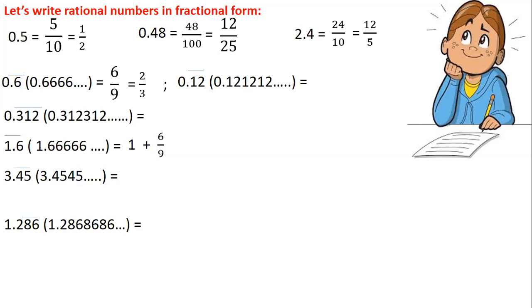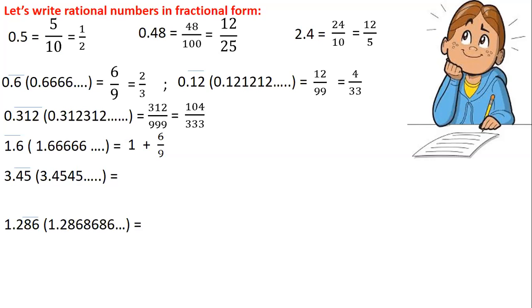0.12 bar, which is 0.121212, can be written as 12 over 99. We can reduce up and down by 3. 0.312 bar, so the 312 are repeated. So we can write it 312 over 999, and we can reduce by 3.